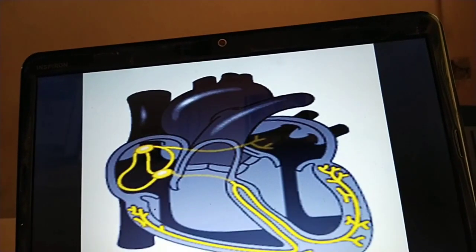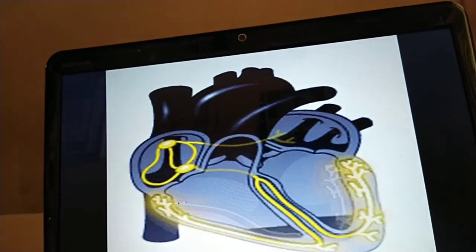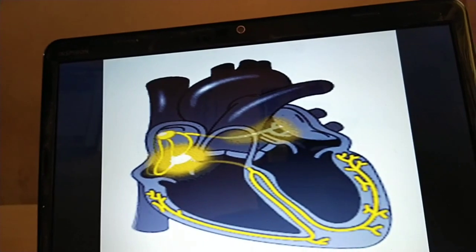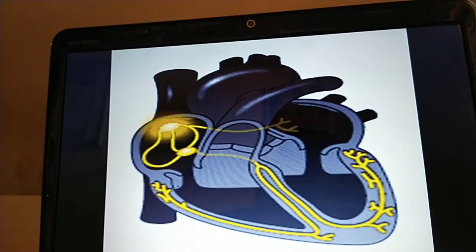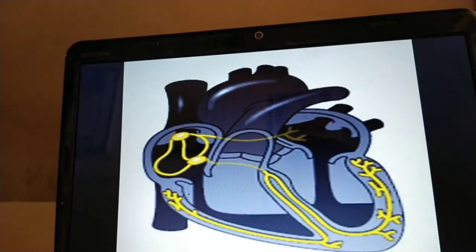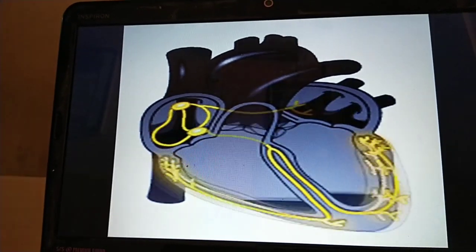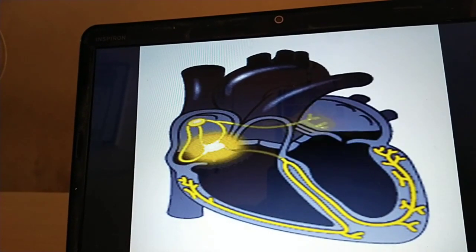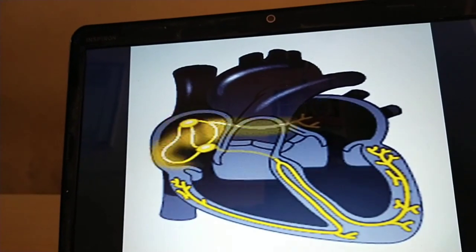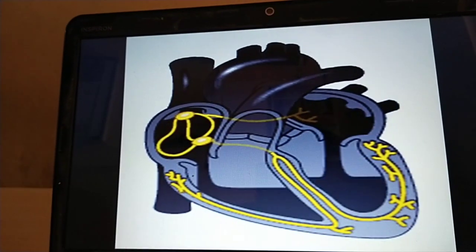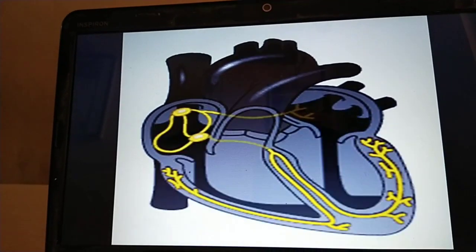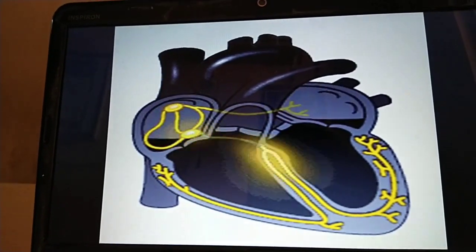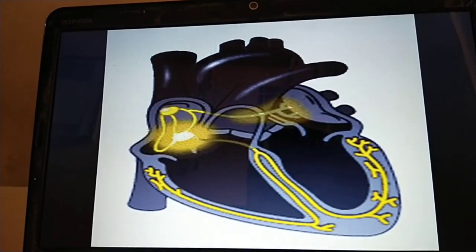The SA node is present just below the opening of the superior vena cava in the right atrium. The AV node is also present in the right atrium, right next to the interatrial septum and just above the tricuspid valve, the atrioventricular valve of the right side, and from there impulses go to the bundle of His.